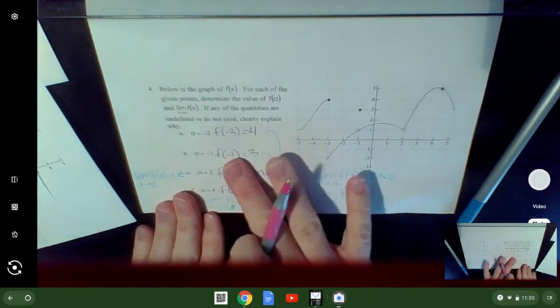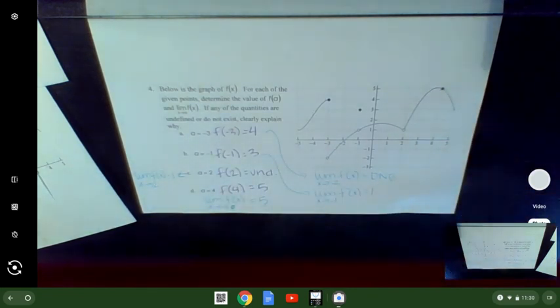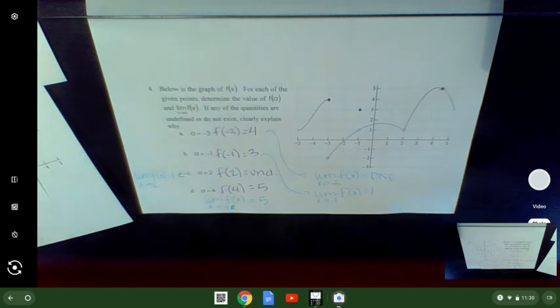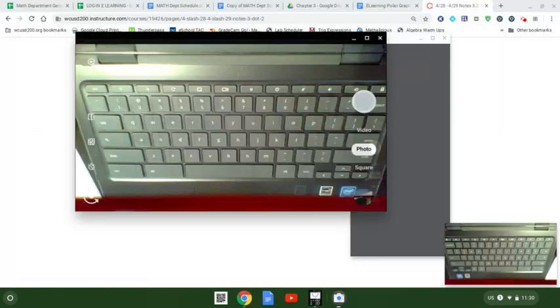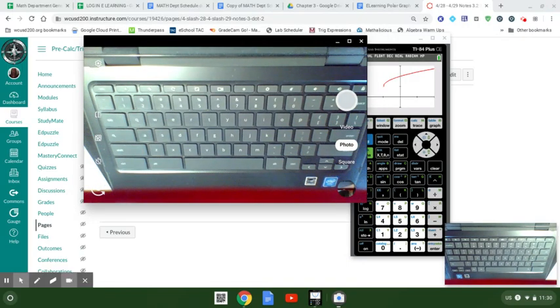Again, the value of the function, the limit, one means nothing about the other. They can be different. One can exist, the other doesn't have to. They can be the same, but they do not go hand in hand.